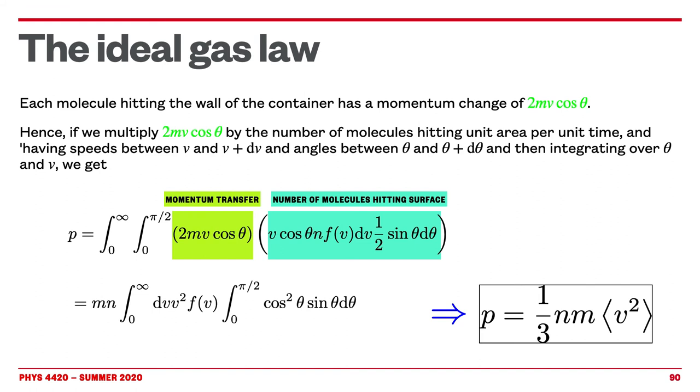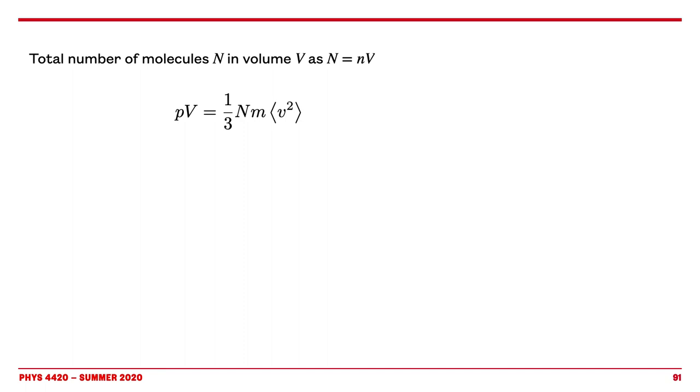Okay, so for that, let's remember that the total number of molecules in a volume V, we will define as uppercase N. So of course, N is equal to small n times V, small n being the density that we have used so far. So I can use the equation from the previous slide and replace small n by large N divided by V, and I move V to the left-hand side, so I get PV equal 1/3 N m v square. And this is where you have to remember what we did in the Maxwell-Boltzmann equation, where we calculated the expectation value of v square, and we found it was 3 kBT over m.